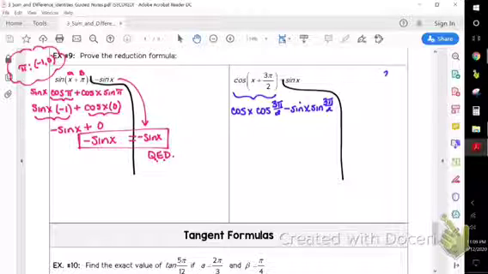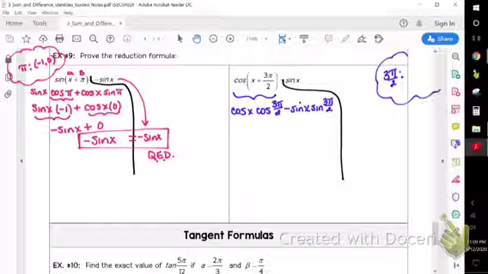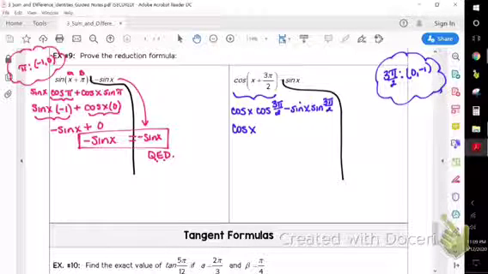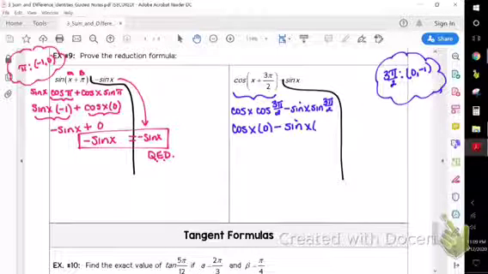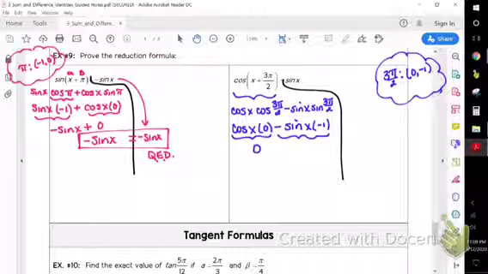Alright, so 3 pi over 2. That's got an ordered pair. It's down at the bottom, so it's going to be 0, negative 1. So we got cosine of x times cosine of 3 pi over 2. Cosine is the x value. Minus sine of x times sine of 3 pi over 2. Sine is the y value, so it's times negative 1. So cosine of x times 0 is 0. Negative sine of x times negative 1 is a positive sine of x.